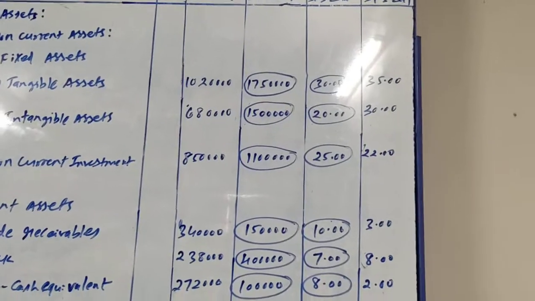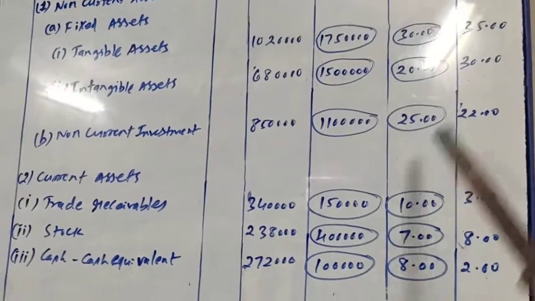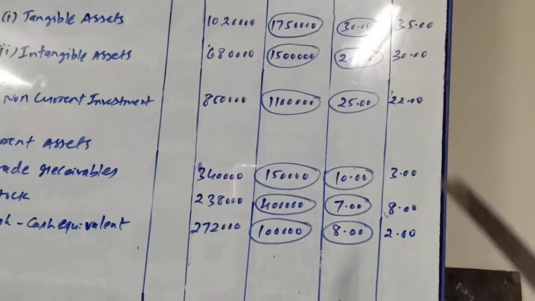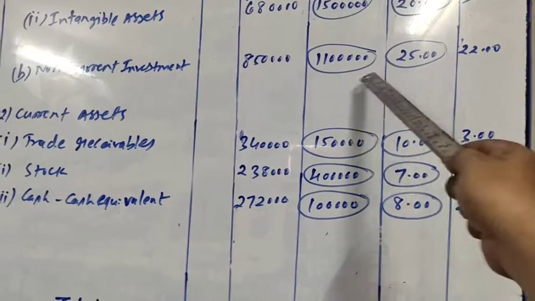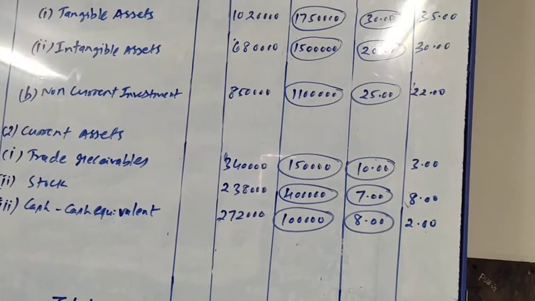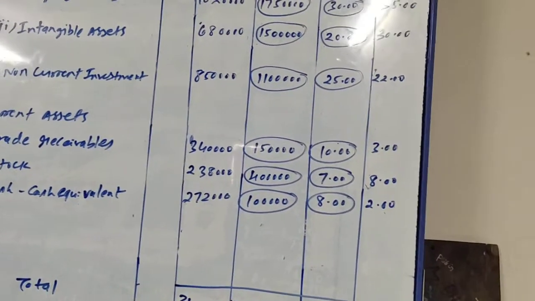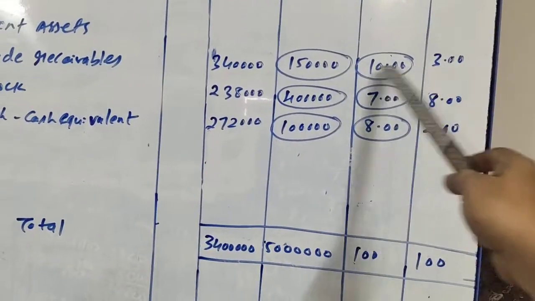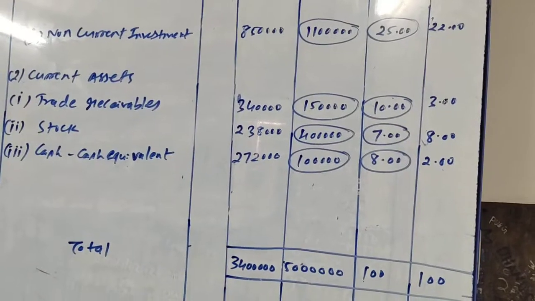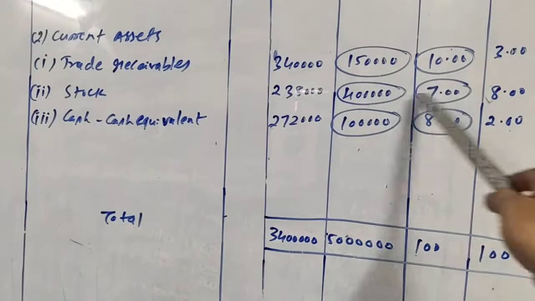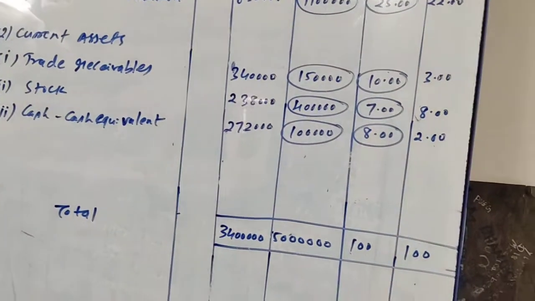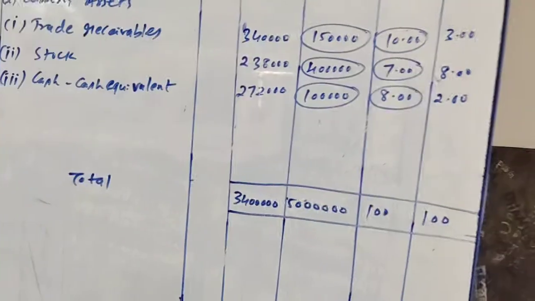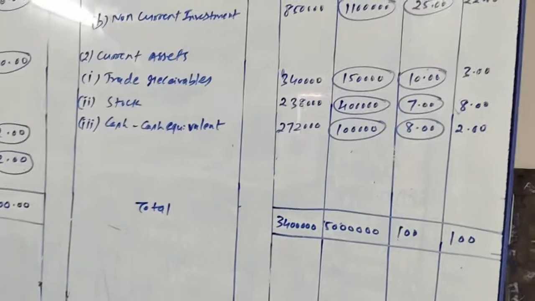Okay, then intangible asset percentage is given 30%. So 50 lakh into 30%, 15 lakh intangible asset. Then non-current investment is given 22%, so 50 lakh into 22% will give us 11 lakh. Then trade receivables are given 3%, so 50 lakh into 3% will give us 1,50,000. Then stock is given 8%, so 50 lakh into 8% will give us 4 lakh. And finally the cash and cash equivalent 2% they are given, so 50 lakh into 2% we will get 1 lakh. So this is how the asset side is done.